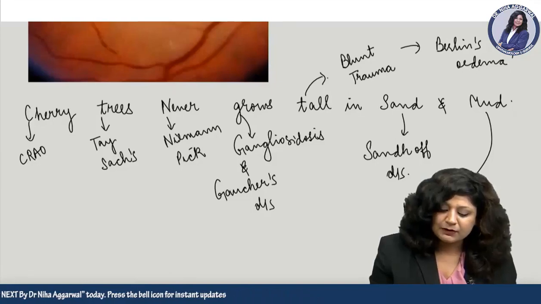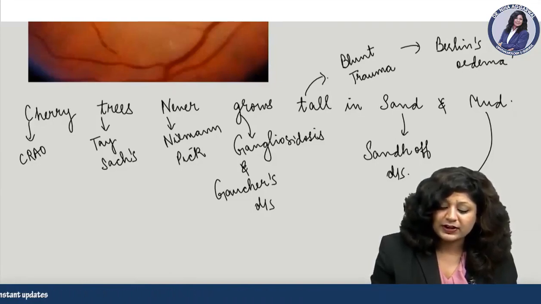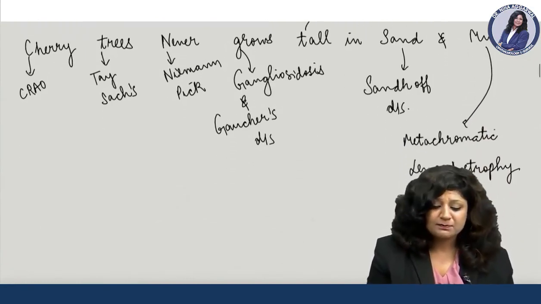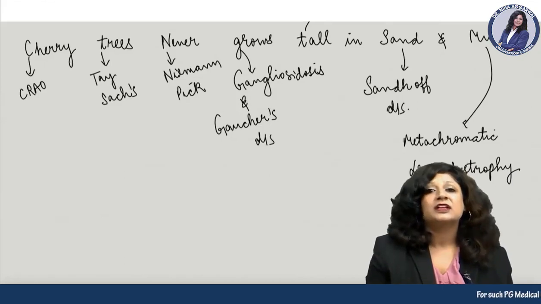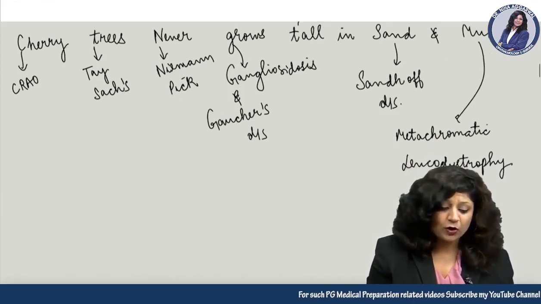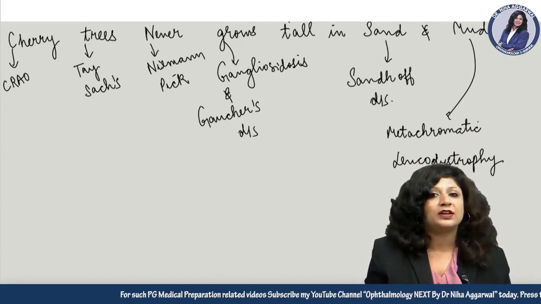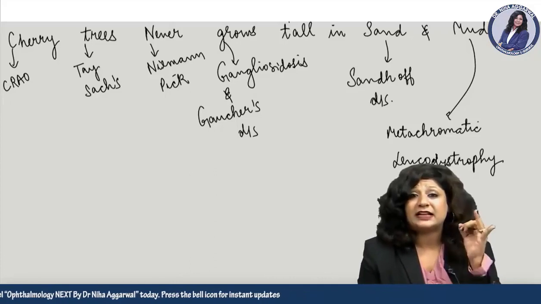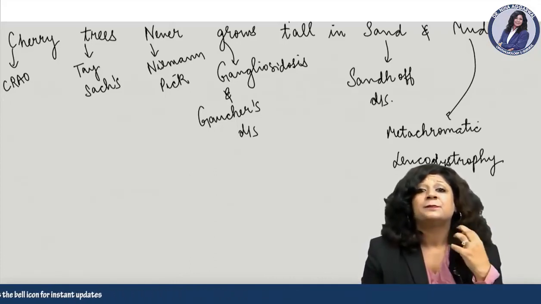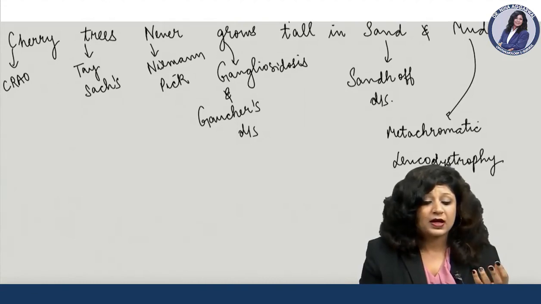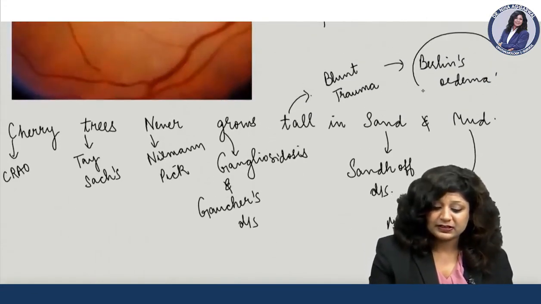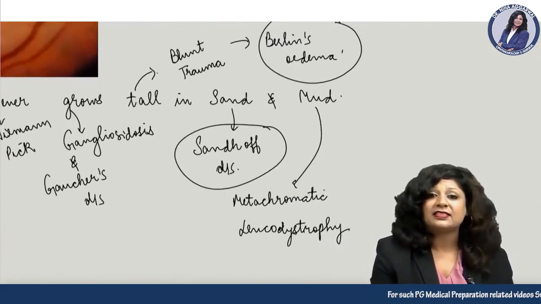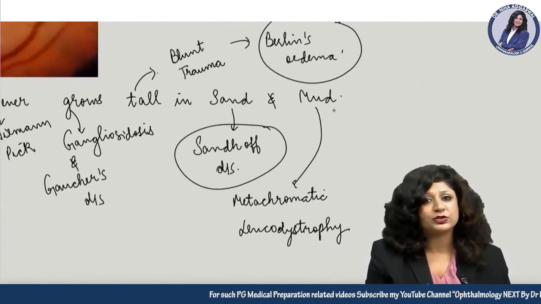A very simple way of learning the causes of the cherry red spot, and I must say that they are worth it, because many times you are asked the DD of the cherry red spot, or questions which require the knowledge of the DDs of this cherry red spot. CRAO, very important, Tay-Sachs disease, Niemann-Pick disease, gangliosidosis, blunt trauma. In blunt trauma, we have Berlin's edema. Then S is Sandhoff disease. And then we have M, that is metachromatic leukodystrophy.